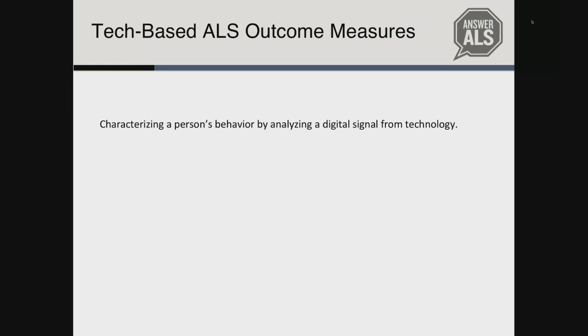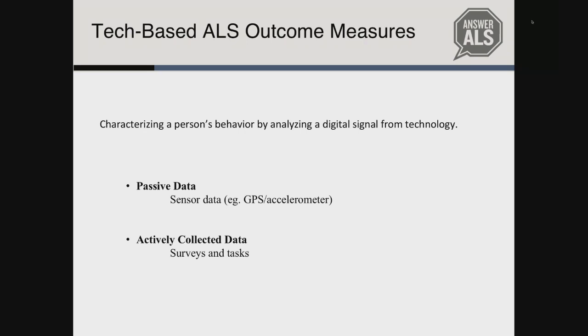Turning our attention to where we want to go, thinking about tech-based ALS outcome measures, we want to characterize a person's behavior by analyzing some digital signal from technology. There are 2 ways to do this. One is something we call passive data. That is data that's taken from sensors, including, say, for example, a GPS or an accelerometer, but there are other sensors in a phone, a magnetometer, etc. And a lot of this is coming from a cell phone, so we can just put an app on a phone and let people go about their daily business and use their phone the way they do and get a lot of data, though there's a certain amount of variability that we need to contend with.